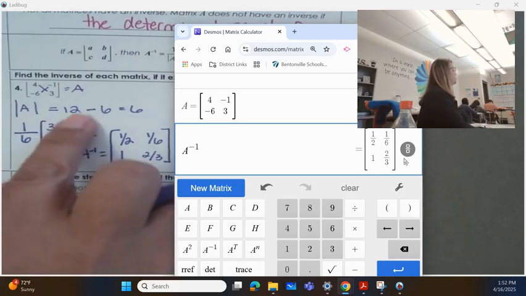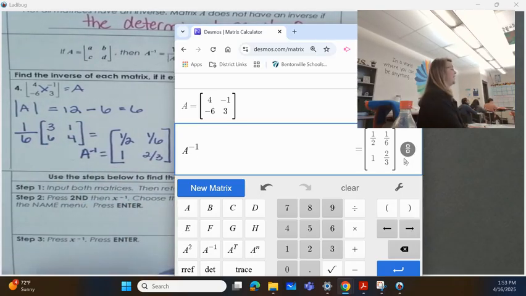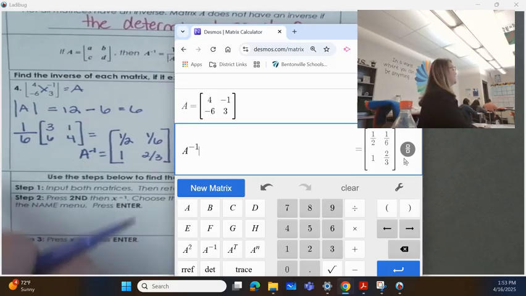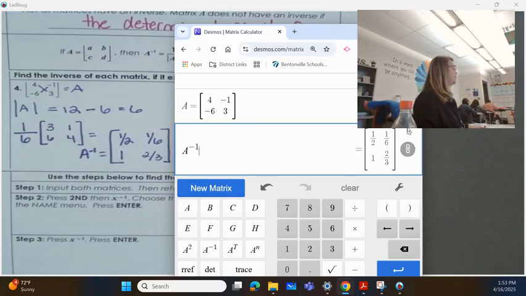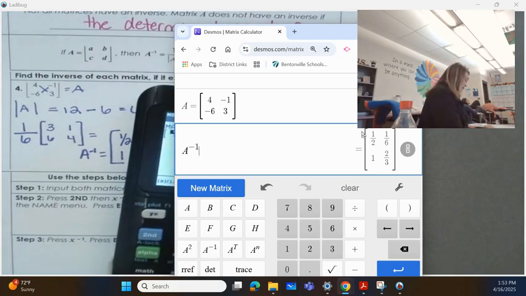This is how you do the 2 by 2 by hand. Of course, the 3 by 3 looks much harder than this by hand, and I'm not going to ask you to do it by hand, so I'm not going to show you one, but you get the idea. 1 over the determinant times this weird swap matrix.